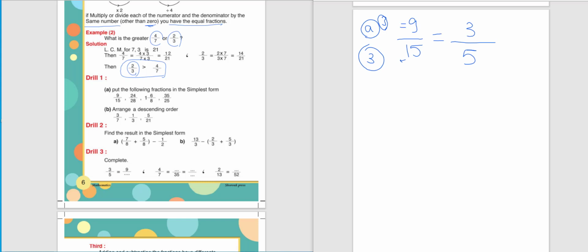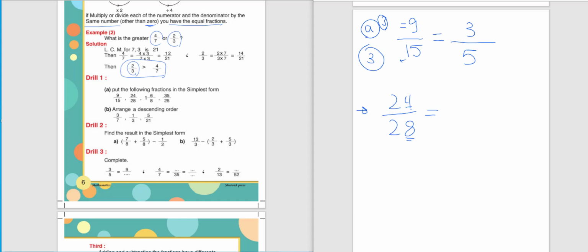24 over 28. 24 over 28 equals 24 and 28. Let's search for the number, the product of its table. 24 is found in table 2, table 3, table 4, and table 6. 28 is found in table 2 because this is an even number, and in table 4 and table 7.